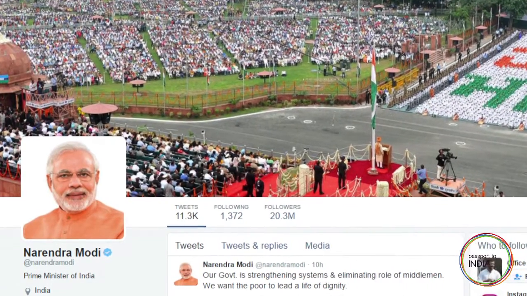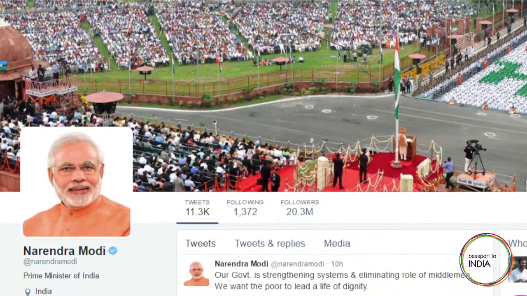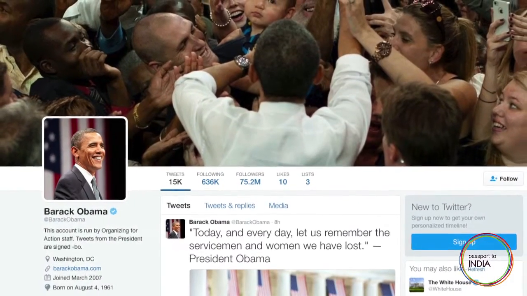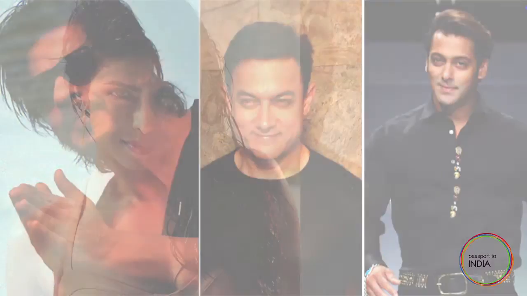For another example, look no further than India's digitally savvy Prime Minister Narendra Modi, whose 20 million Twitter followers qualify him as the second most followed politician in the world, behind only President Barack Obama. He trails in India only Amitabh Bachchan, the big B of Bollywood, but he's ahead of other screen legends like Shah Rukh Khan, Amir Khan, Salman Khan, Priyanka Chopra, Deepika Padukone.